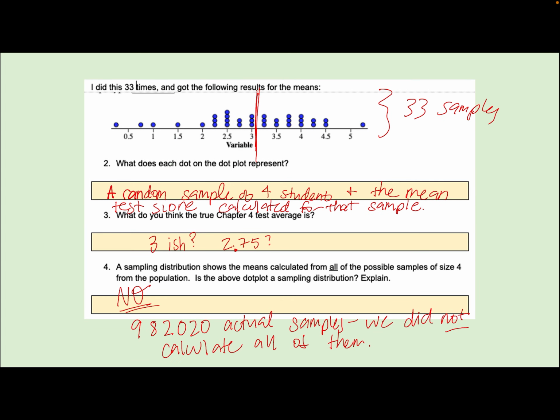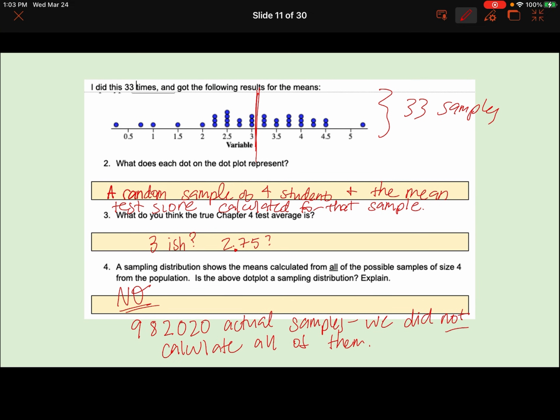So let's take a look at our dot plot here. They got a mean of 2. So I'm going to show you where that would look. That would be right here. And we're looking for anything that would be a mean of 2 or less. So we need to figure out, is that rare? Based off of our samples that we took, how rare is it to get a mean of 2 or lower?